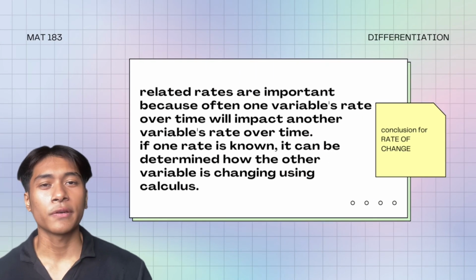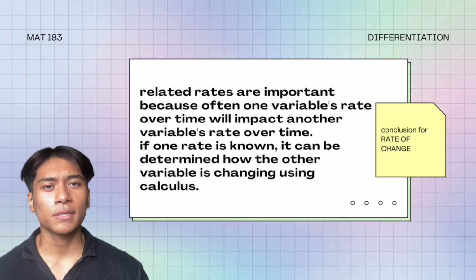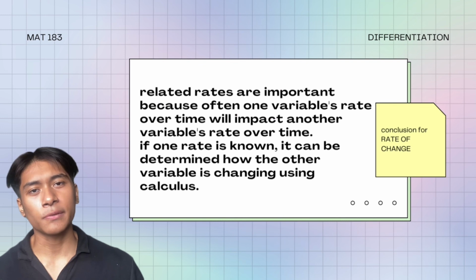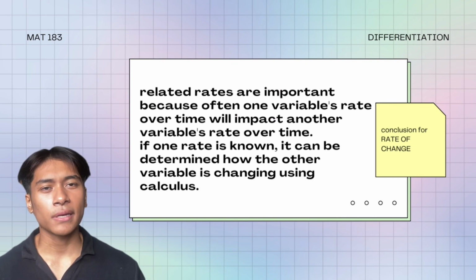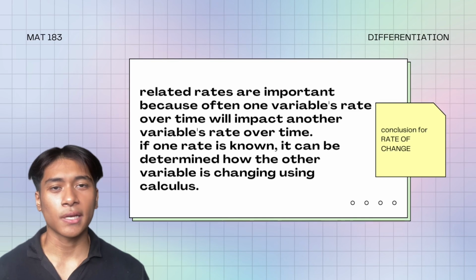So the conclusion of rate of change. Related rates are important because often one variable's rate over time will impact another variable's rate over time. If one rate is known, it can be determined how the other variable is changing using calculus.